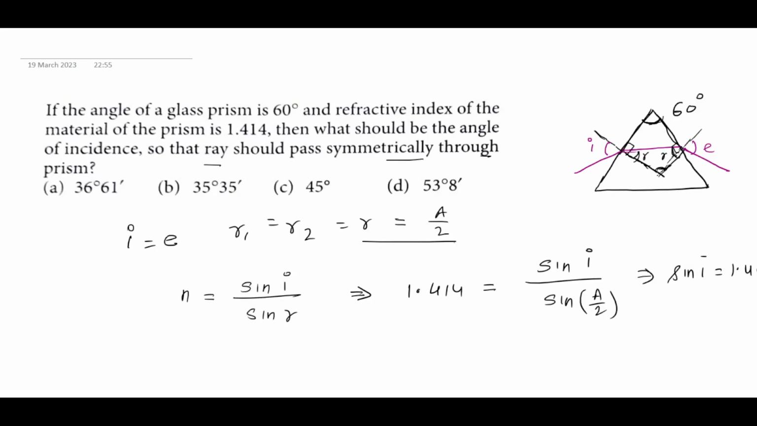So here your angle I will be equal to sin inverse of 1.414 divided by 2. 1.414 is root 2. So this will be root 2 upon 2, which is 1 upon root 2. So this will be 45 degrees. So your angle of incidence will be 45 degrees.